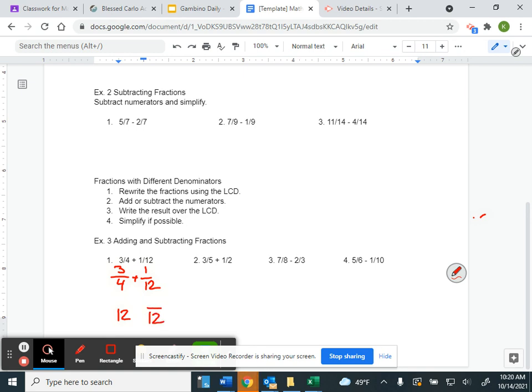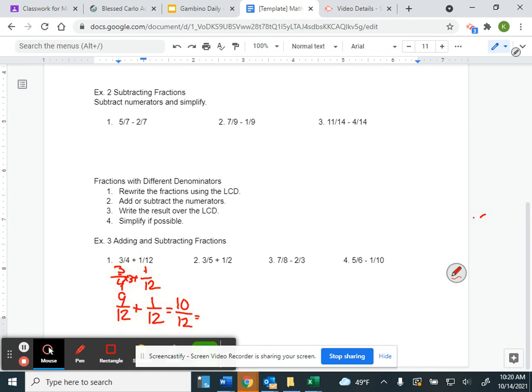So, how did I go from 4 to 12? Nolan? Times 3. So whatever I do to my denominator, I do to my numerator. 3 times 3 is 9. How did I go from 12 to 12? Times by 1. So numerator times by 1 is 1. So I get 9 plus 1 is 10. Denominator stays the same. Am I done?